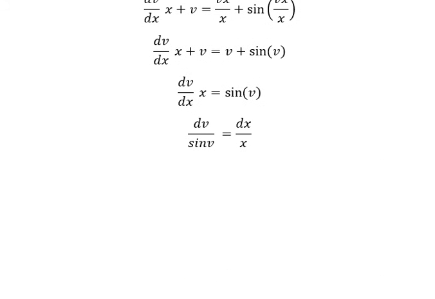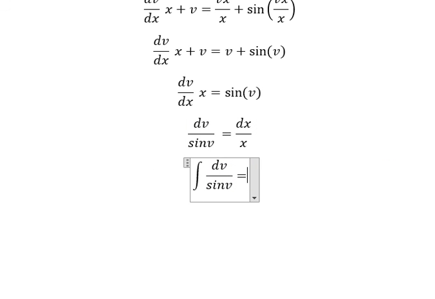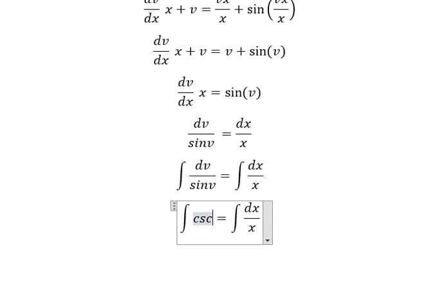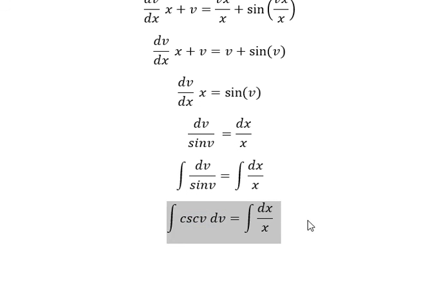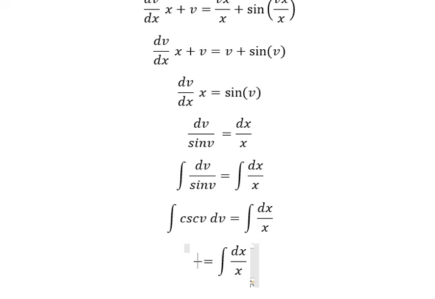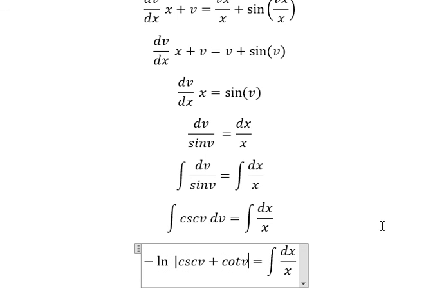Next, we need to integrate both sides. This one we have cosecant of v dv. The integration of this one, we have negative number 1 ln of the absolute value of cosecant of v plus cotangent v, and then I will put c.